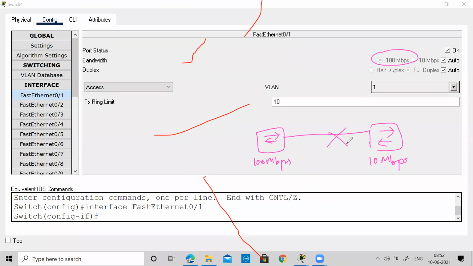They should basically match at both the sides so that the communication can happen properly, as well as the mode of communication, whether you're in half duplex or full duplex, that is also something which needs to be the same at both the sides. Then only can the communication happen properly.